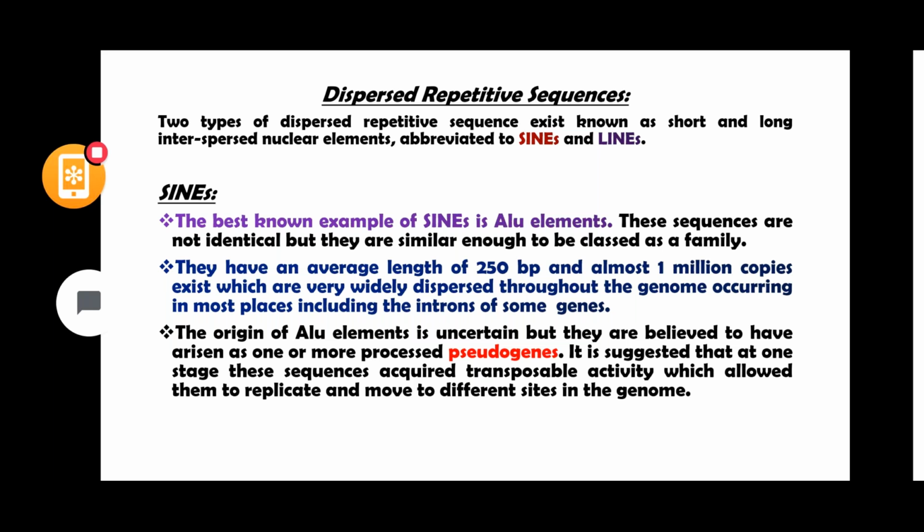Now this suggested that at some stage these sequences acquired transposable activity. As I told, it depends upon the transposase enzyme which is synthesized by LINEs, and then it can move from one site to another site in the genome. Okay, next slide.